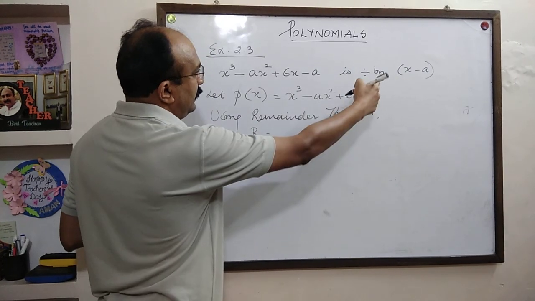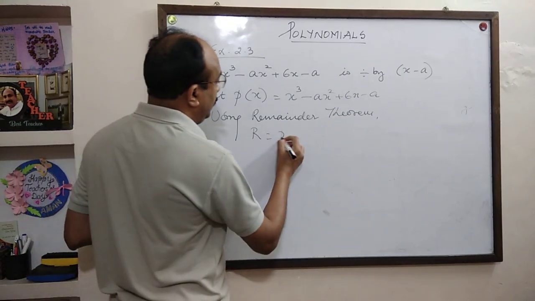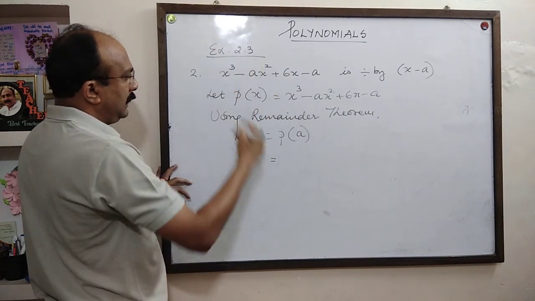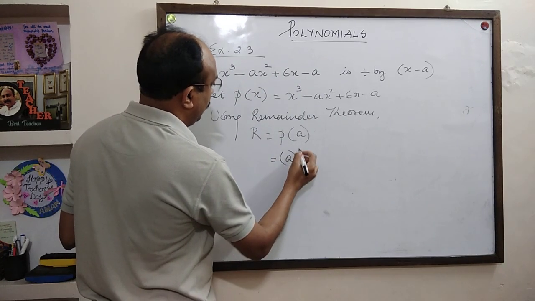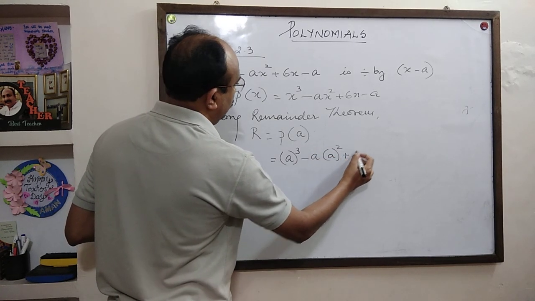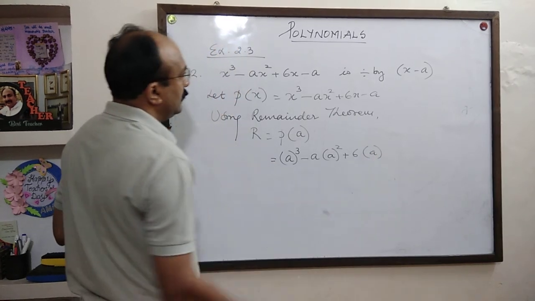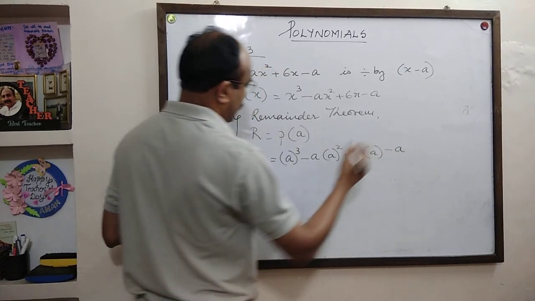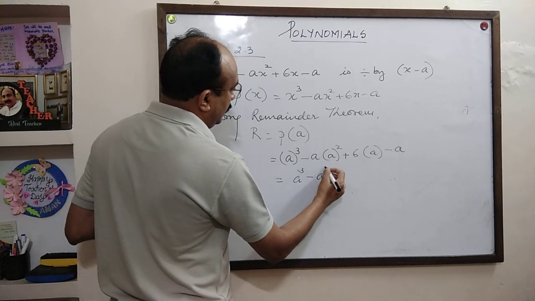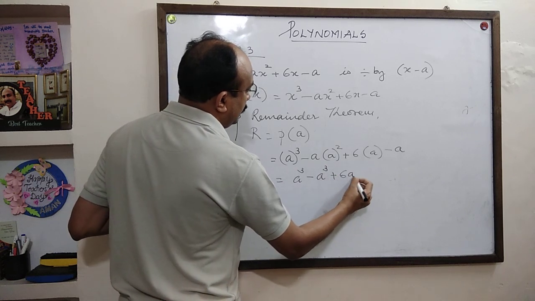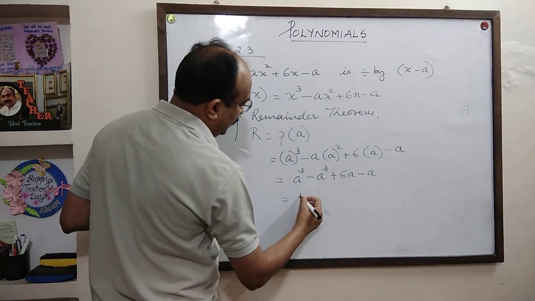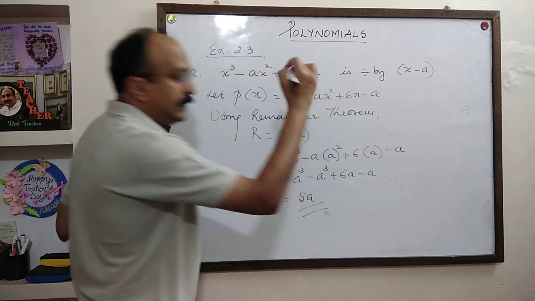remainder is equal to, when it is divided by x minus a, then the remainder will be p of a. P of a means all x will become a. So a the whole cube minus a into a square plus 6 into a minus a. This is a cube minus a cube plus 6a minus a. a cube minus a cube cancel, 6a minus a equal to 5a is the answer.